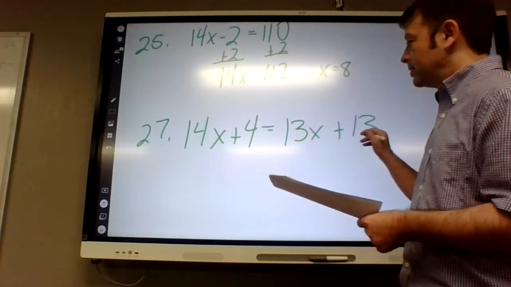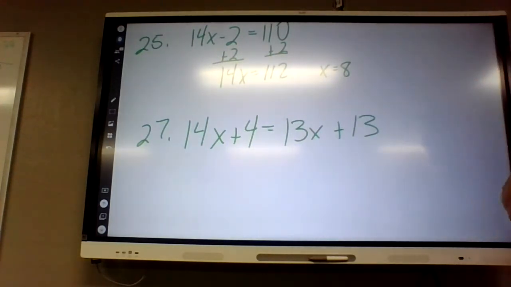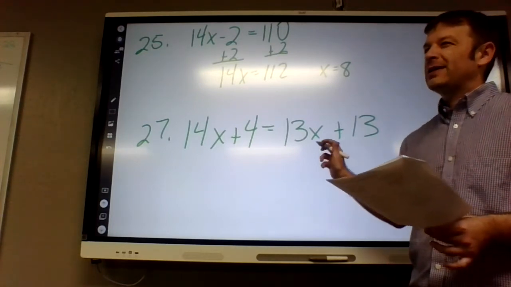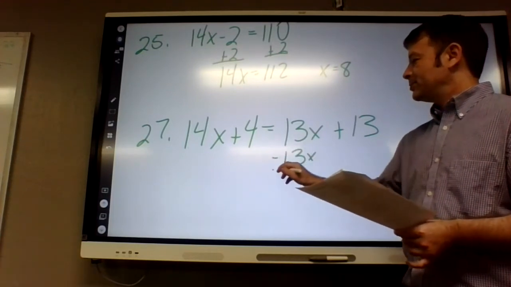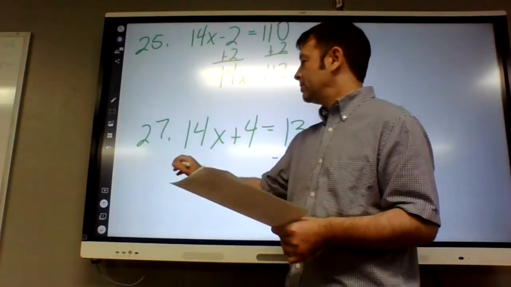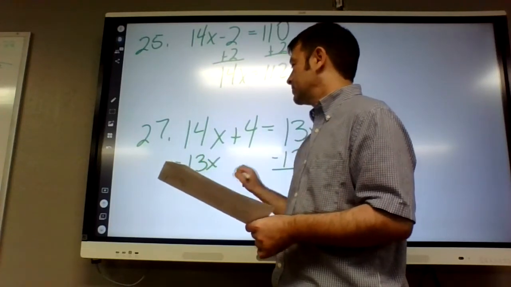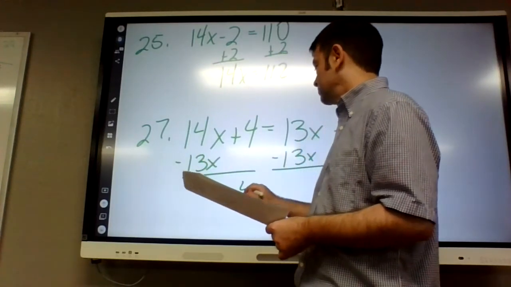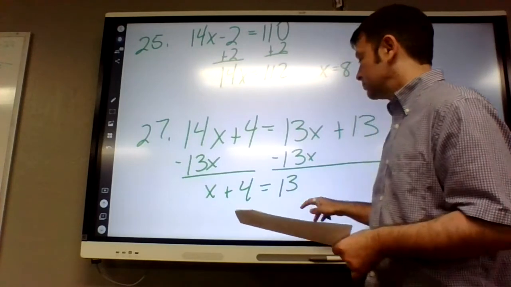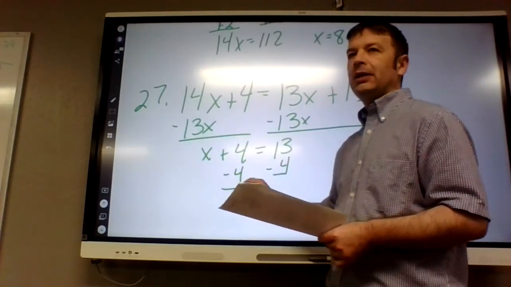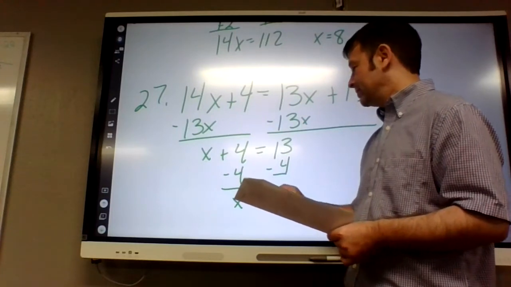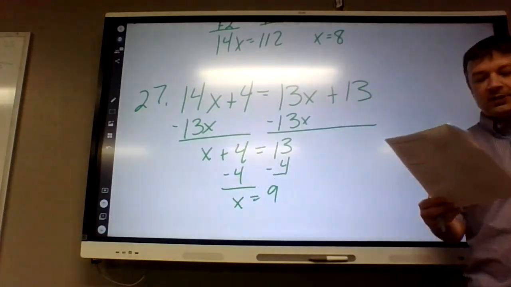Alright, now time for algebra skills. Olivia, what do we do? You can put the 14 and 13 together, by subtracting. Since they're on different sides, we want to get rid of them on one side. Minus 13x. So we got x is 9. Is that the answer? No, they asked for the angle.